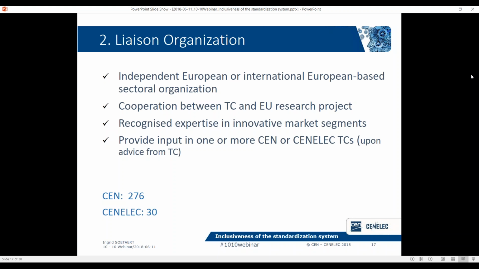The status of liaison organization may also be valuable when collaboration between an existing technical committee and a funded European research project is envisaged. In such cases, the liaison organization status may just be granted for the duration of the research project. The organization requesting to participate in a technical body is granted that status upon advice from the concerned technical committee. To date, CEN has 276 liaison organizations, for example, Construction Products Europe, Cosmetics Europe, Digital Europe, SME Safety, UNIFE, and so on. CENELEC has 30 liaison organizations, such as also Digital Europe, Euralarm, Eurobat, Lighting Europe, the WEEE Forum, and so on.